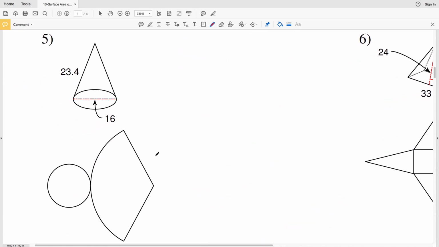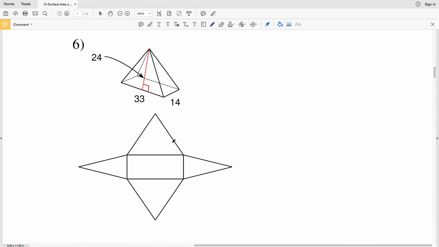In number 5, we're given a cone. However, this time, for our circular base, we're given the diameter as opposed to the radius. So we'll draw the diameter and then label that as 16. And we're also given that this edge is 23.4. And lastly on this video, number 6.